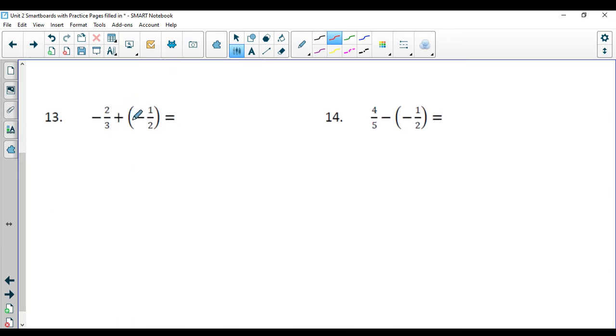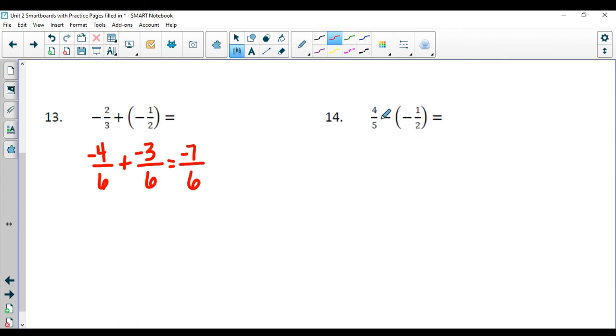So I'm adding, they're both negative, so I need to create common denominators. 3 and 2 is going to be a denominator of 6. Times 2, make it negative, times 3, make it negative. Keep the denominator. -4 plus a -3 is a -7.